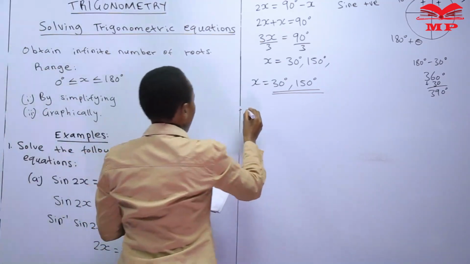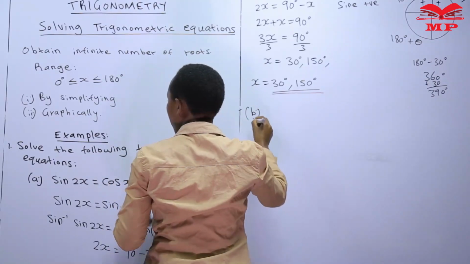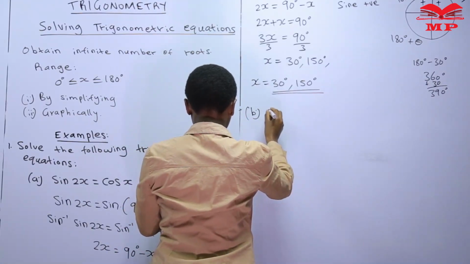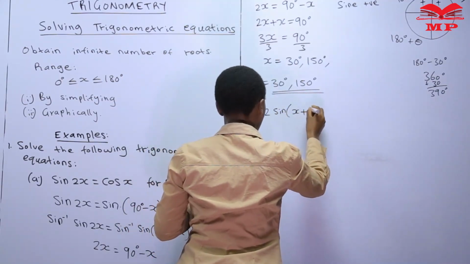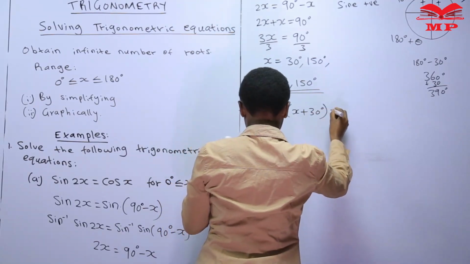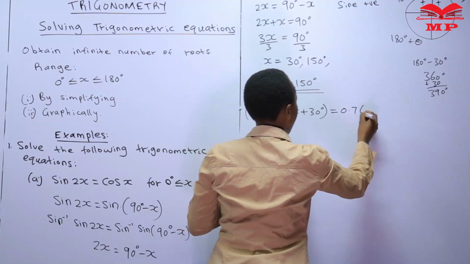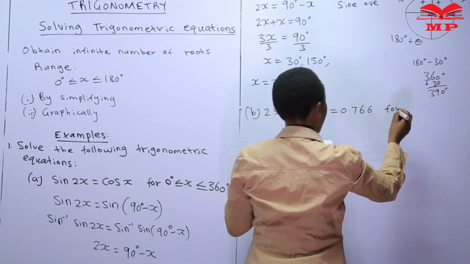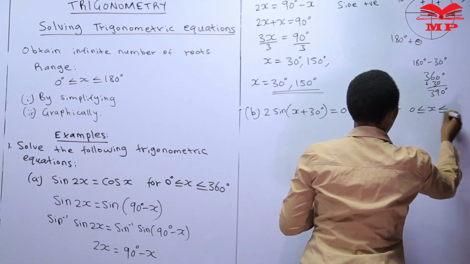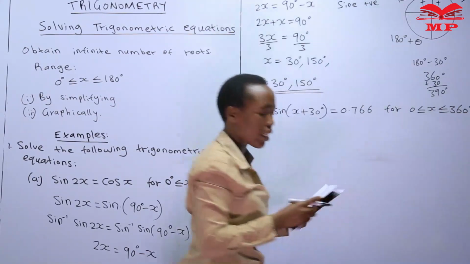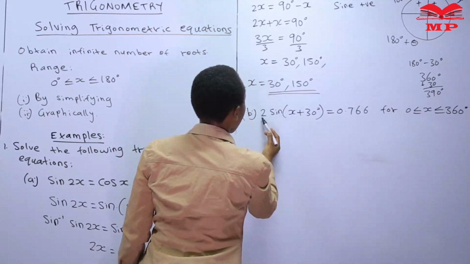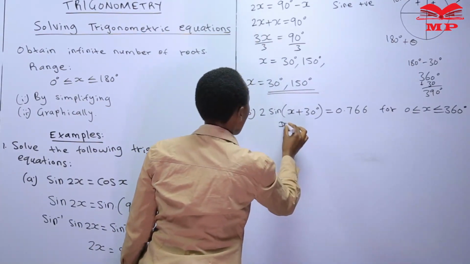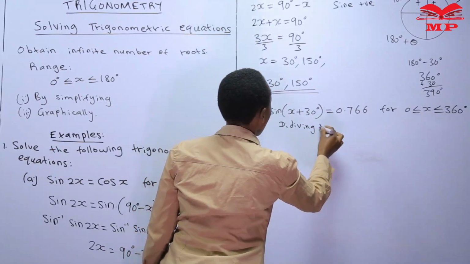Then we can do another example. Let's do another example, that is part B. We are still solving trigonometric equations. We have 2 sine (x plus 30 degrees) is equal to 0.766, and we have been given the range from 0 all the way to 360 degrees. So we need to solve that one. We can first remove the 2 by dividing all through by 2.